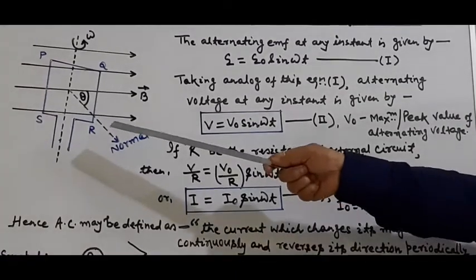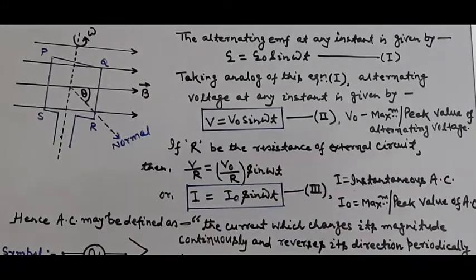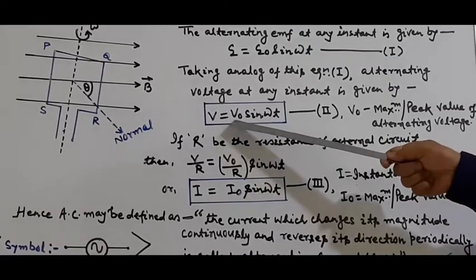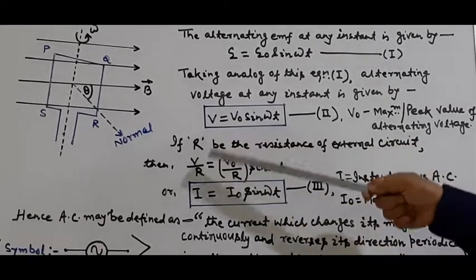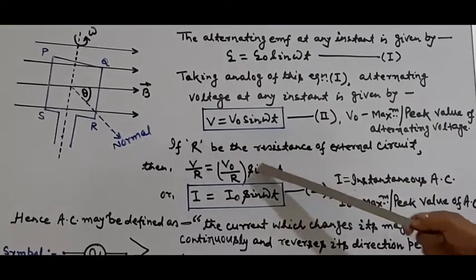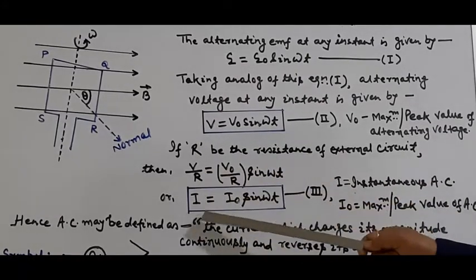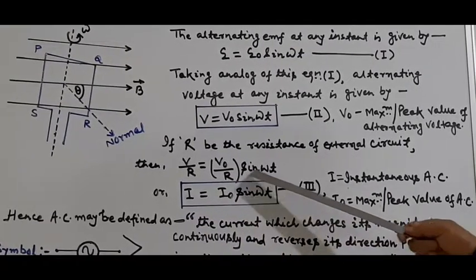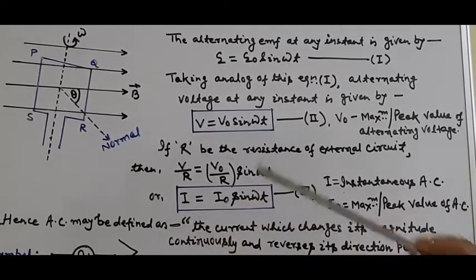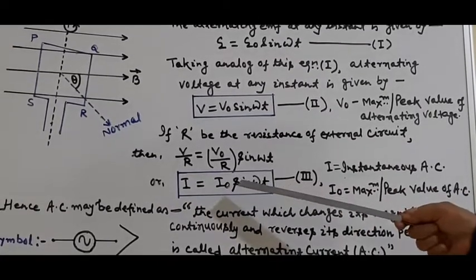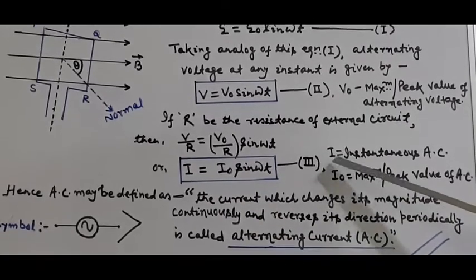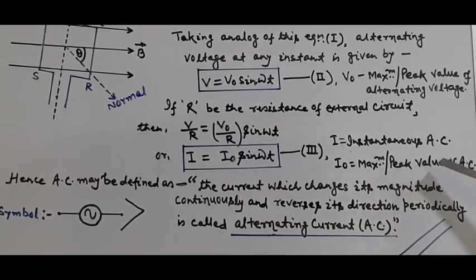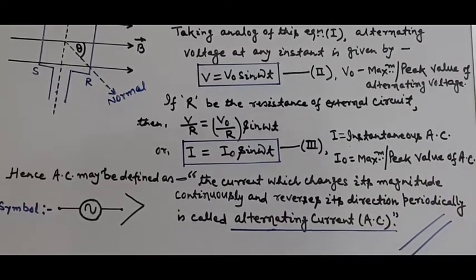Whatever external circuit you have connected with this, that circuit must have some resistance. So let R be the resistance of that external circuit. Dividing this equation by R on both sides, we get V by R equals V naught by R sin omega t. Now V by R becomes I and V naught by R becomes I naught. So I is equal to I naught sin omega t, and this expression is called the instantaneous value of alternating current. I is the instantaneous value of alternating current and I naught is the maximum value or peak value of alternating current.